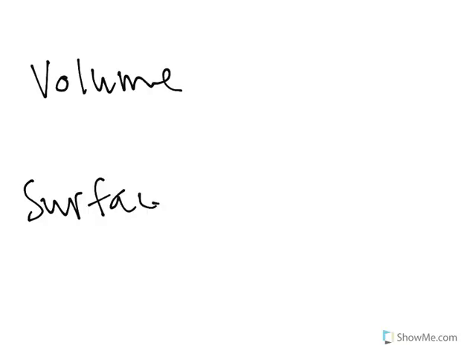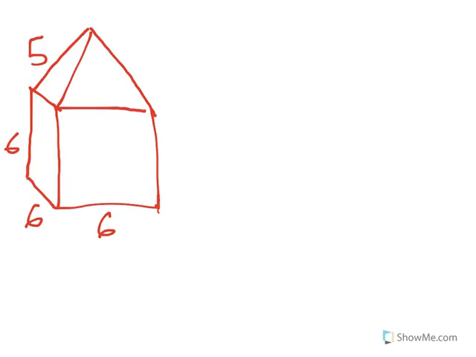Okay, there are two parts of every composite solid. There's the volume, and there's the surface area. Now, finding these all depends on the shape, so you kind of have to know the equations for surface area and volume for each shape. So we'll start by doing an example. So first we'll start with volume.